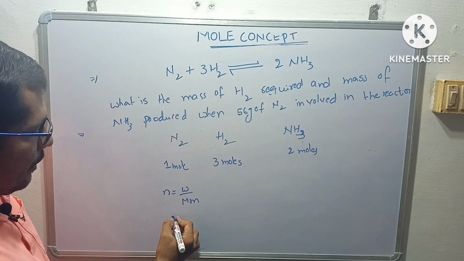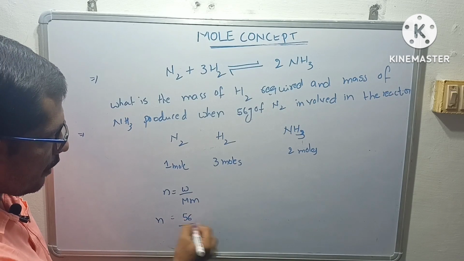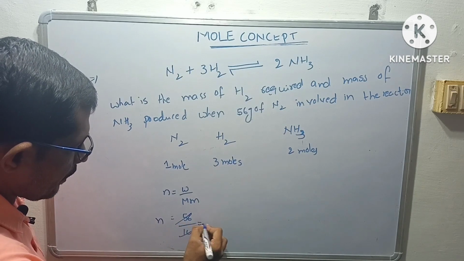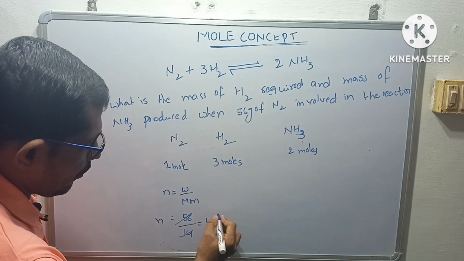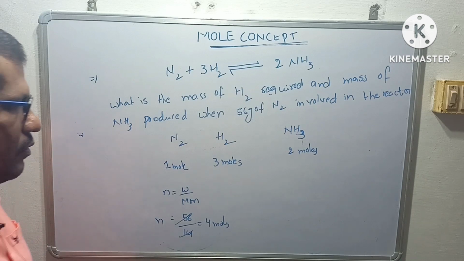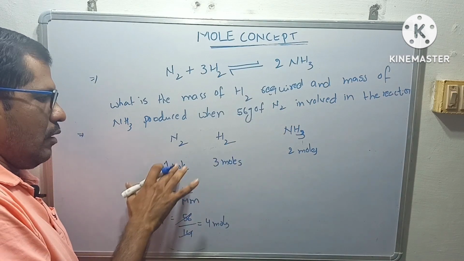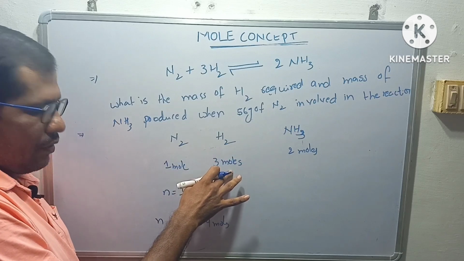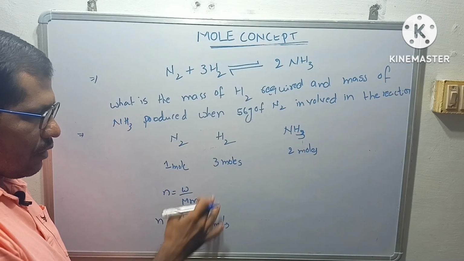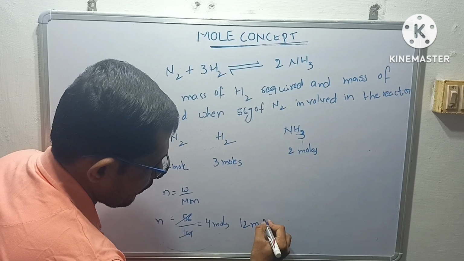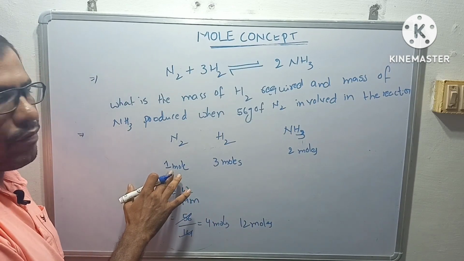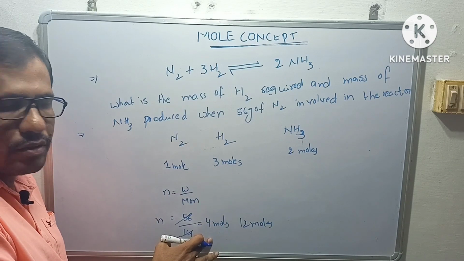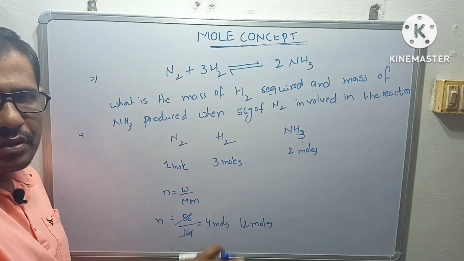So he has given 56 grams, right? The molar mass of the nitrogen is 14. If you calculate, 4 moles is coming. Now we have calculated the moles of the nitrogen. Next, see the relation. For 1 mole of nitrogen, 3 moles of H2 is required. But for 4 moles of nitrogen, 12 moles of H2 is required. Okay, repeat. For 1 mole of nitrogen, 3 moles of H2 is required. For 4 moles of nitrogen, 12 moles of H2 is required.